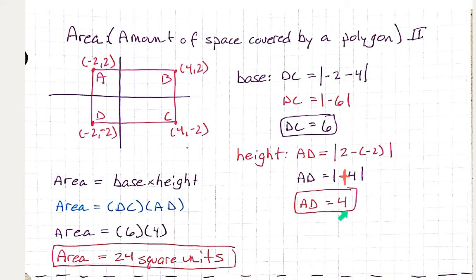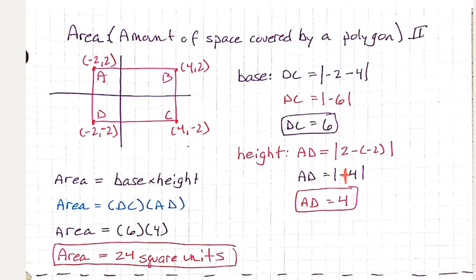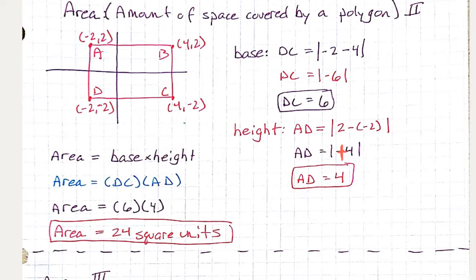So positive 4. I'm going to scooch this down just a little bit here. So area of a rectangle, base times height. The base was DC. The height was AD. Notice with DC and AD, no lines over top. DC and AD are numbers, not the names of the segments. So DC, the distance between D and C, was 6. And AD, the distance between A and D, was 4. And 6 times 4 is 24. So our area is 24 square units.